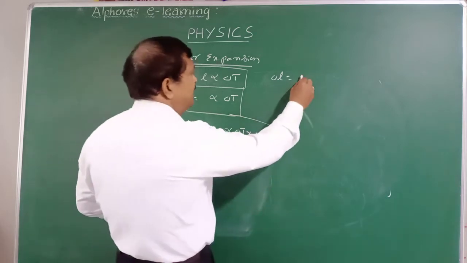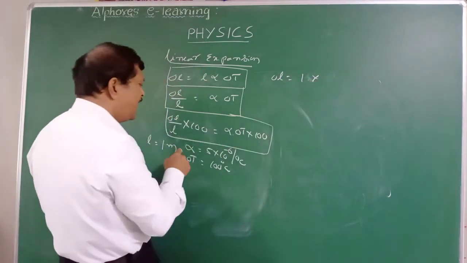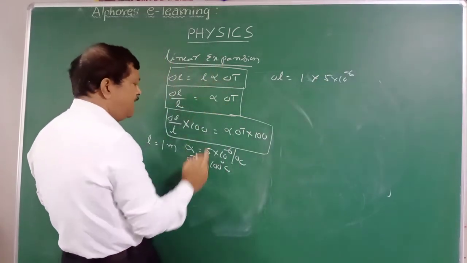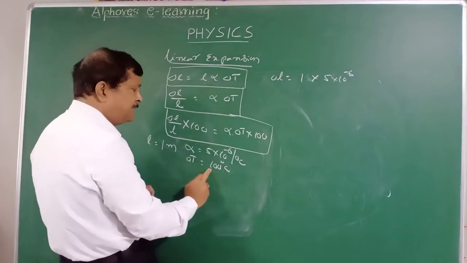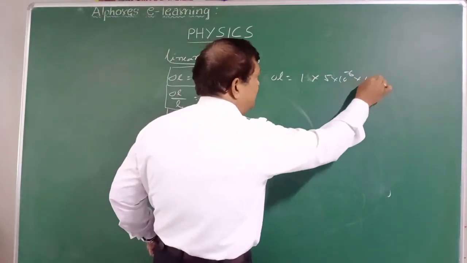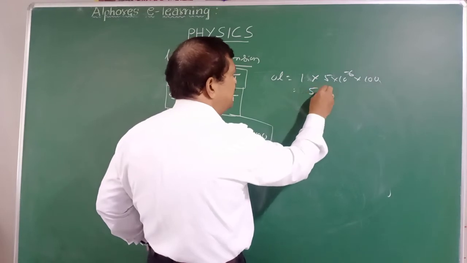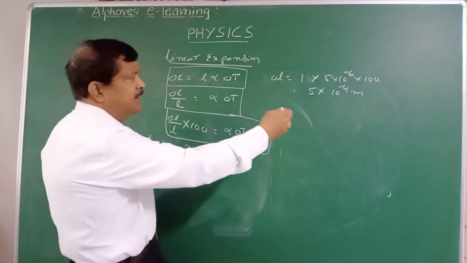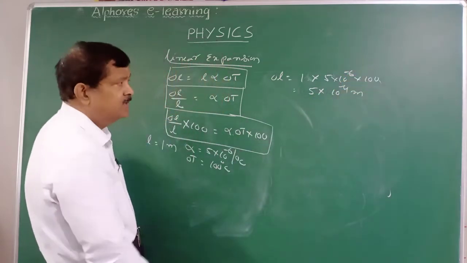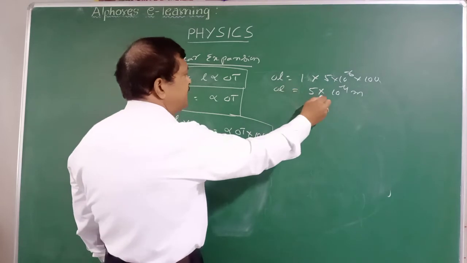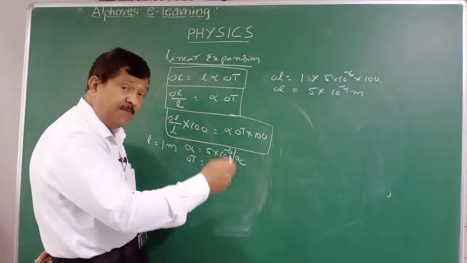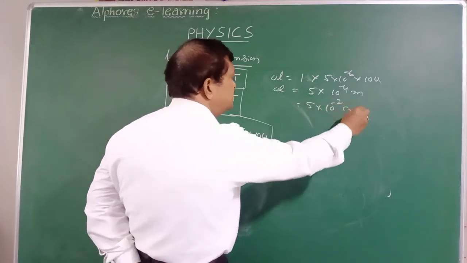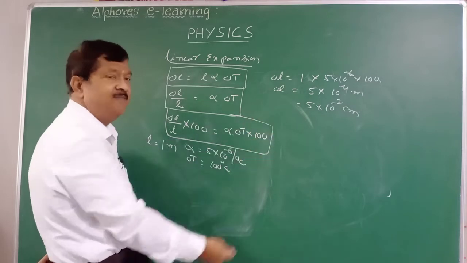So initial length is 1 meter and alpha is 5 into 10 power minus 6. What is delta T? The change in temperature is 100, so let us multiply with 100. Then the change in the length becomes 5 into 10 power minus 4 meter, because 10 square will be cancelled here. So the change in the length of the rod is 5 into 10 power minus 4 meter. If you want it in centimeter, you can also write it as 5 into 10 power minus 2 centimeter. So you can express it in any way.